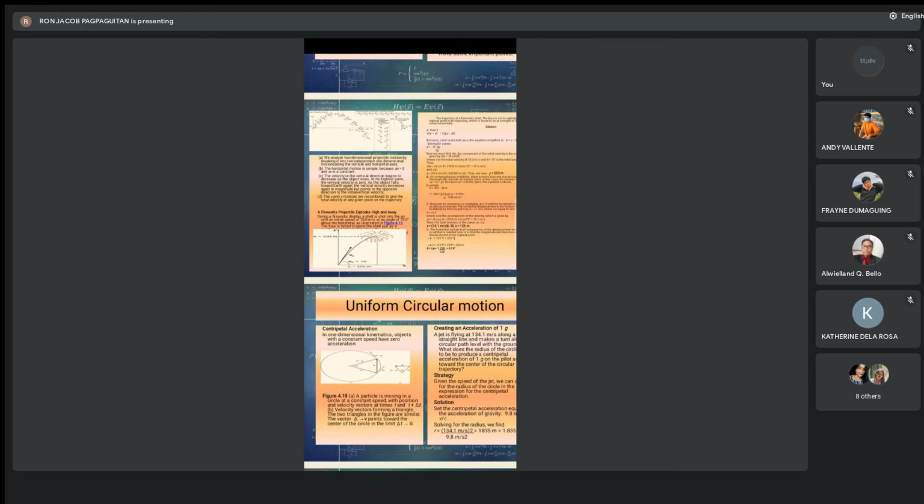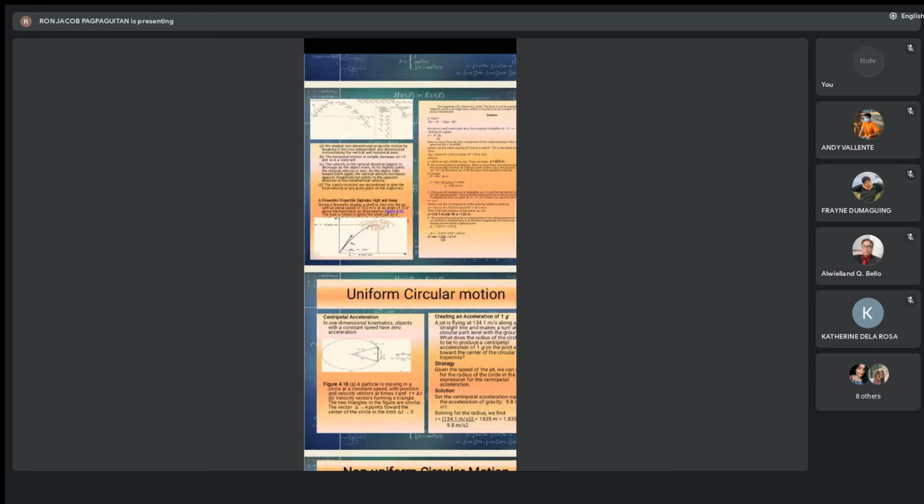So, we will proceed with our example. The example is all about the fireworks projectile explodes high and away. During a fireworks display, a shell is shot into the air with an initial speed of 70.0 meters per second and an angle of 75 degrees above the horizontal. As illustrated in 4.13, the fuse is timed to ignite the shell just as it reaches its highest point above the ground. The highest point, we call it apex, right? Letter A, calculate the height at which the shell explodes. Letter B, how much time passes between the launch of the shell and the explosion? Letter C, what is the horizontal displacement of the shell when it explodes? And letter D, what is the total displacement from the point of launch to the highest point?